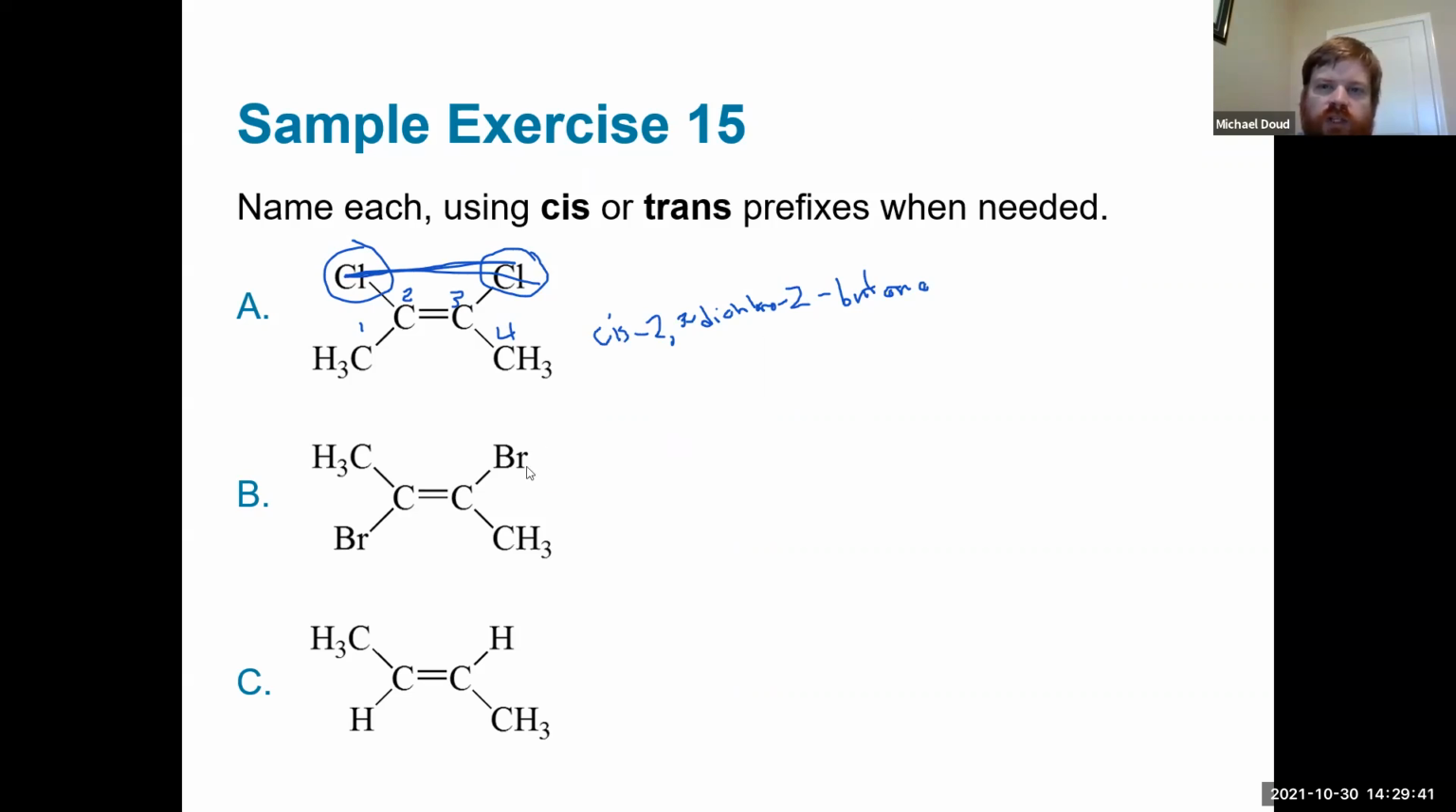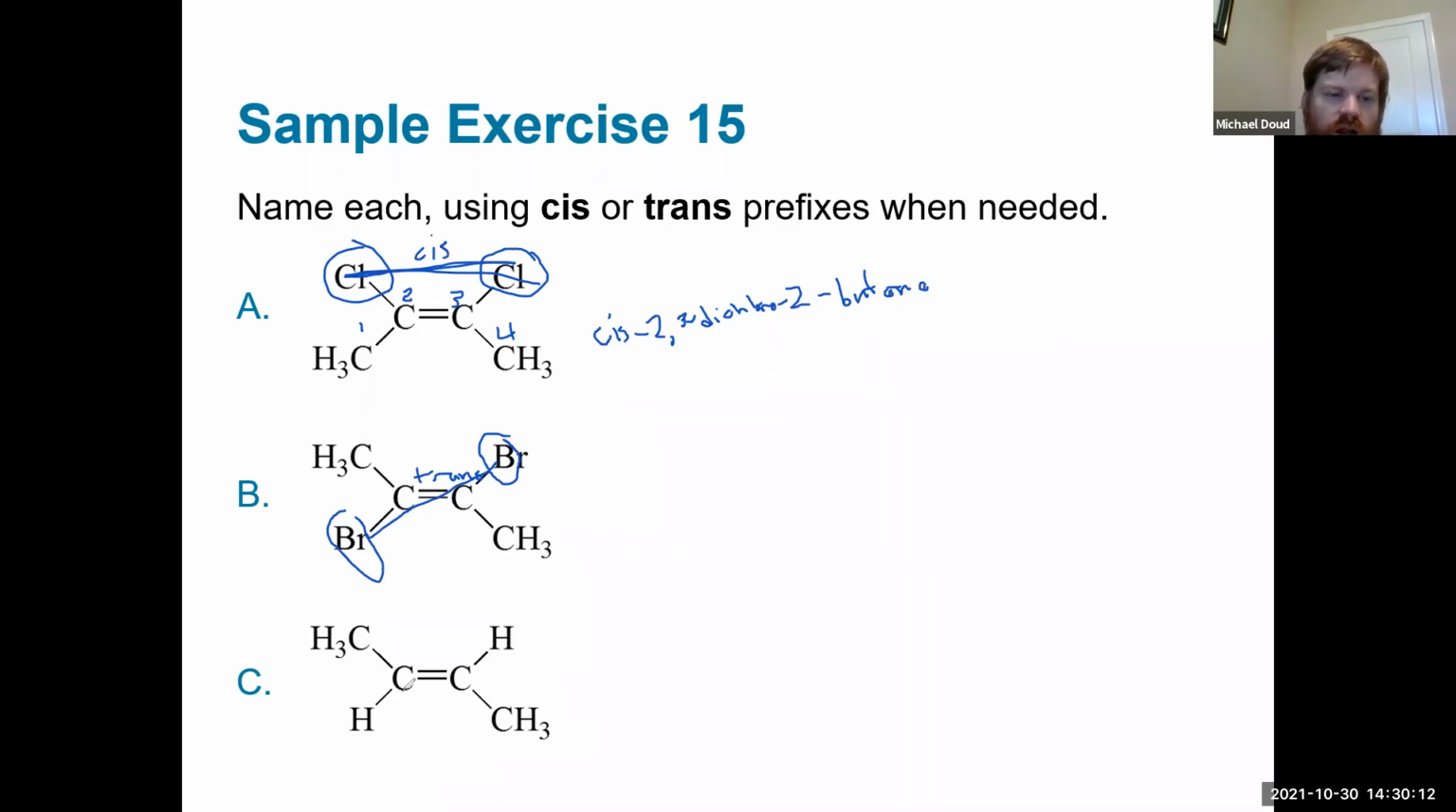Well, let's first identify whether it's cis or trans. Here, this carbon has a methyl group and a bromine, so that's 2 different things. And this carbon here has a bromine and a methyl group, so that's 2 different things. So this one definitely could be cis or trans. As we see here, our bromines are on opposite sides of the double bond. If you draw a line between them, it crosses over. So that's trans. And this one up here, remember this one was cis.